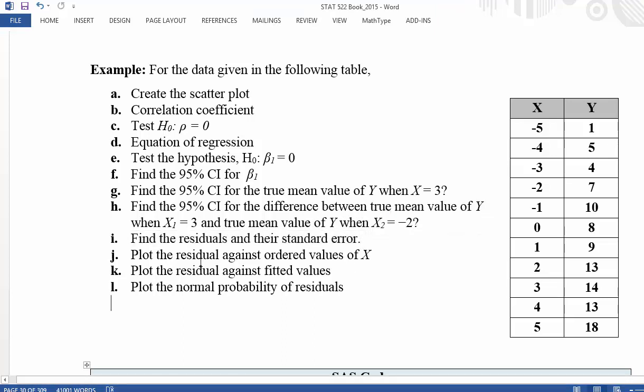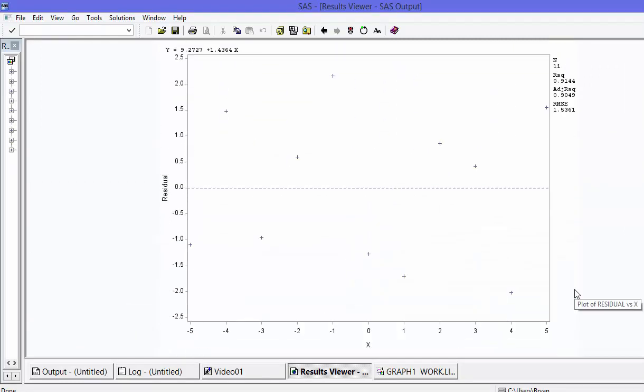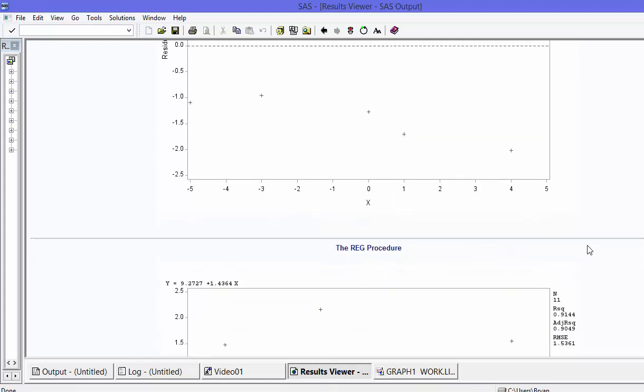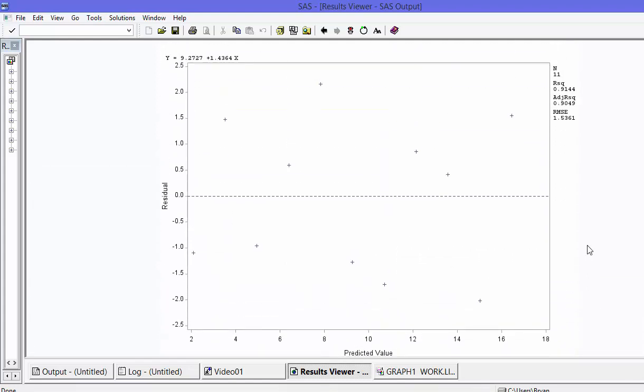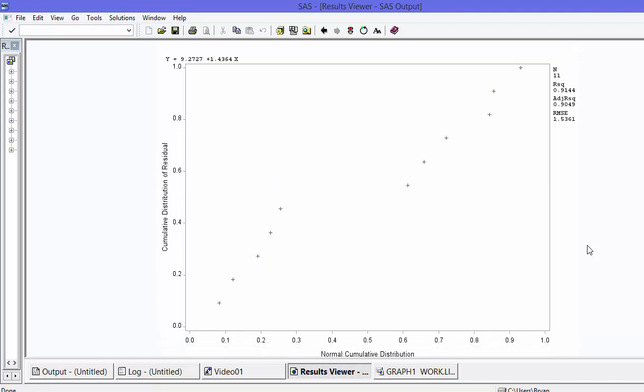Next, we're plotting the residual against ordered values of x. So we've got to scroll back. Here we have the residuals plotted against ordered values of x. A little difficult to tell what's going on, but pretty spread out. And residuals plotted against the predicted values. And then here, our normal probability.